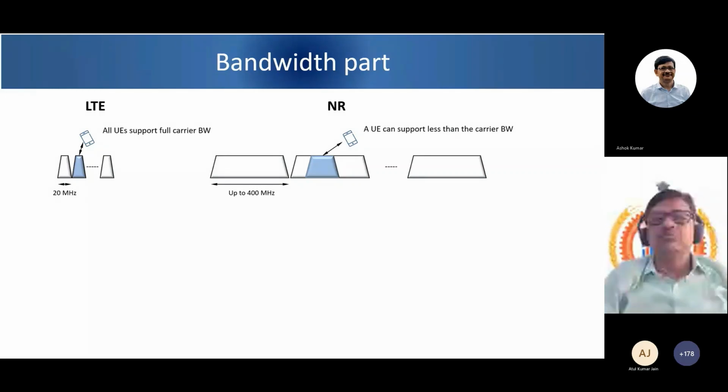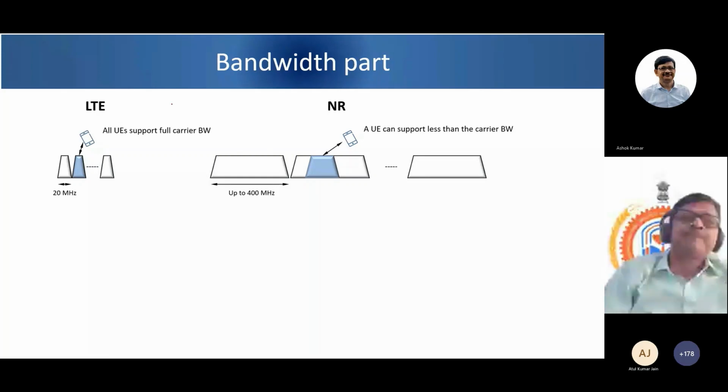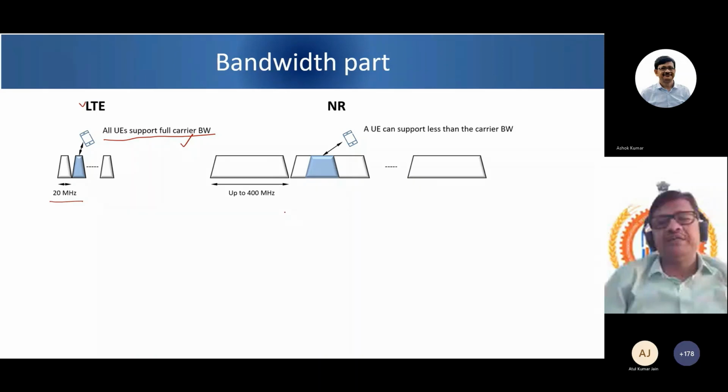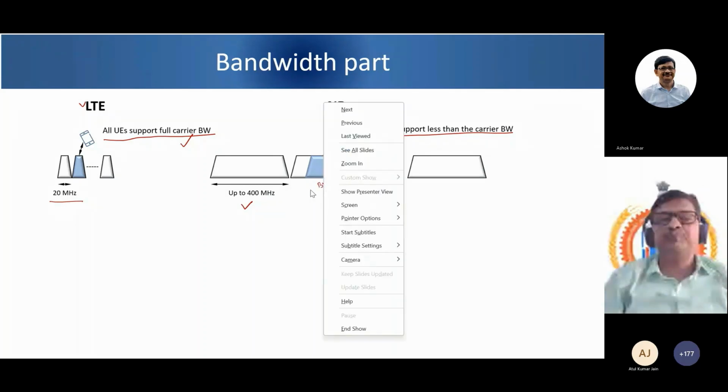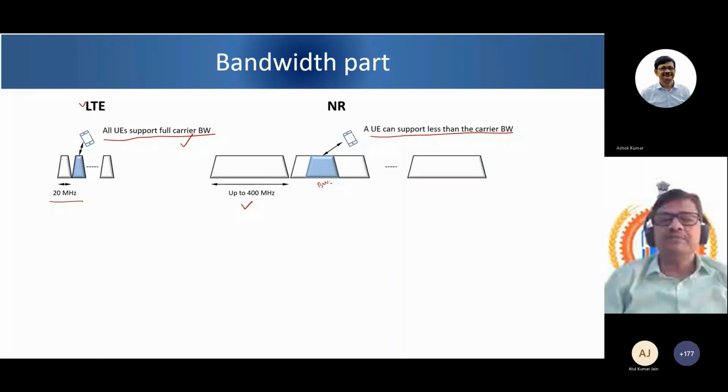Here I want to again emphasize that in case of 4G, generally your device is designed for 20 megahertz channel bandwidth. That means all UEs support the full carrier band. In 5G, as we know, we can go up to 400 megahertz of channel bandwidth. And it is possible that a UE can support less than the carrier bandwidth. Your bandwidth part, BWP. So what are the concepts?